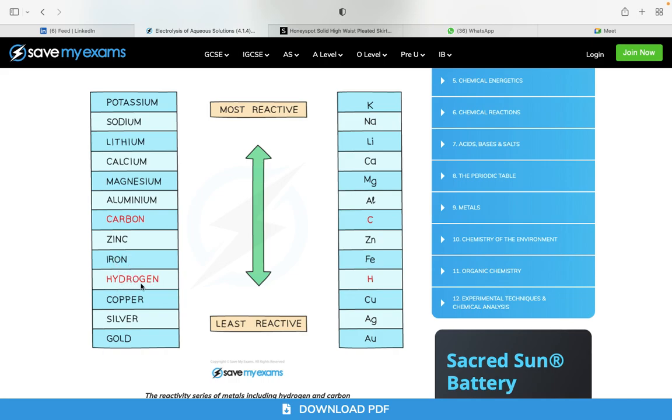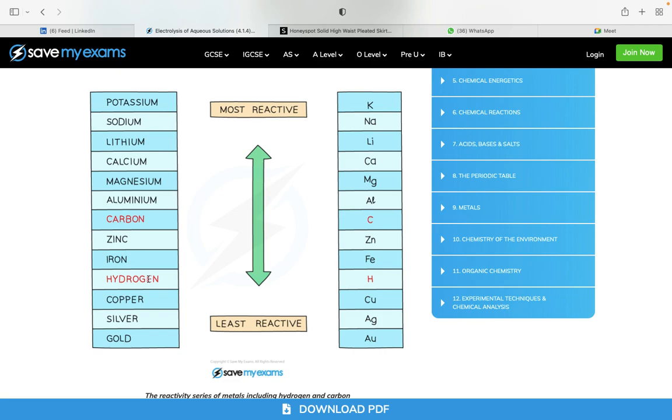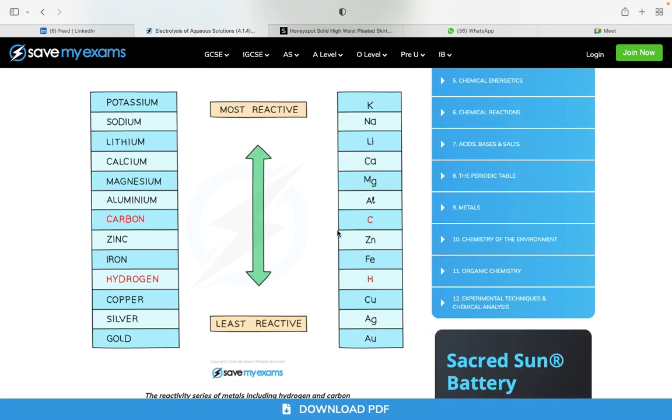Then immediately after iron is hydrogen. Hydrogen is not a metal, but because it produces a positive ion, it is put here. So hydrogen is in red. Then copper, silver, and gold. These are the least reactive metals. Hydrogen is even more reactive than them. On the left are the elements, and on the right are the symbols of these elements. The most reactive are the ones on top, and the least reactive are the ones at the bottom.